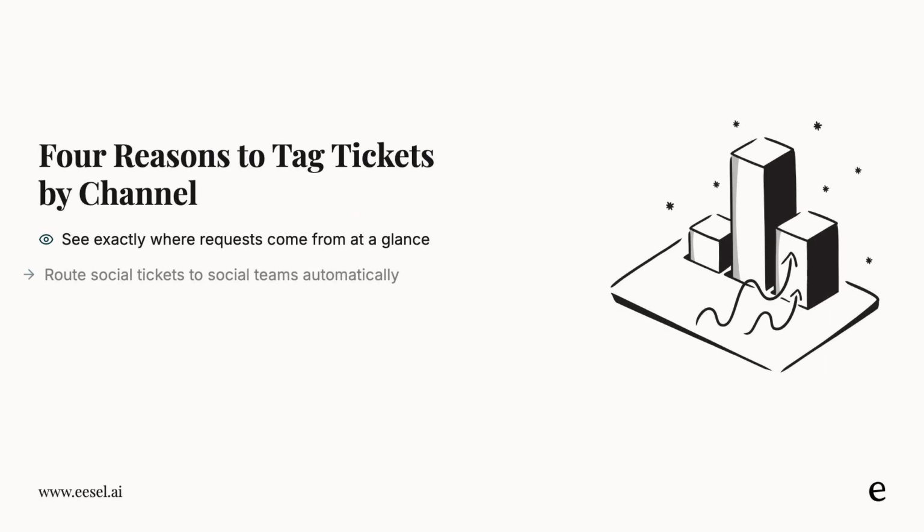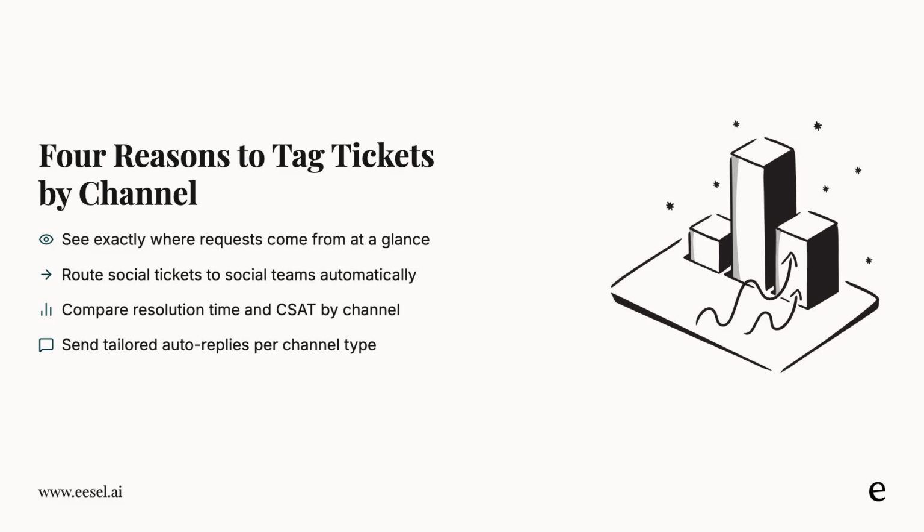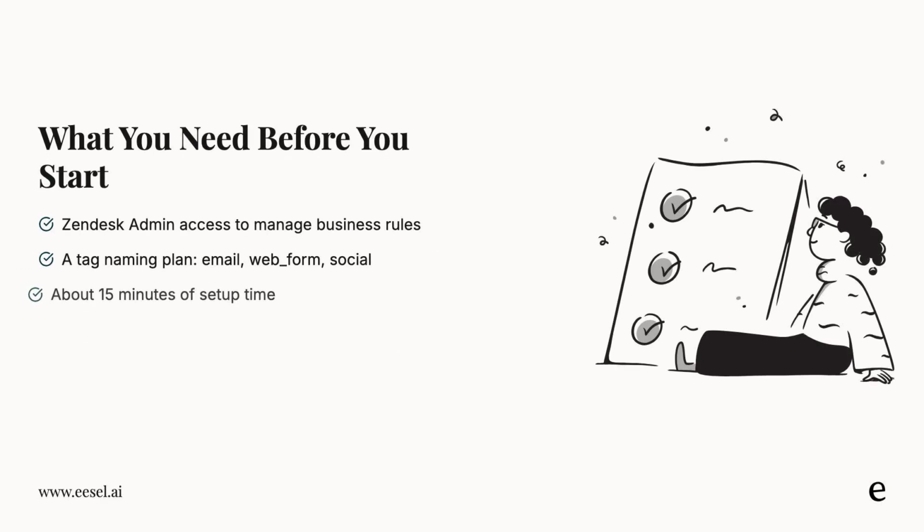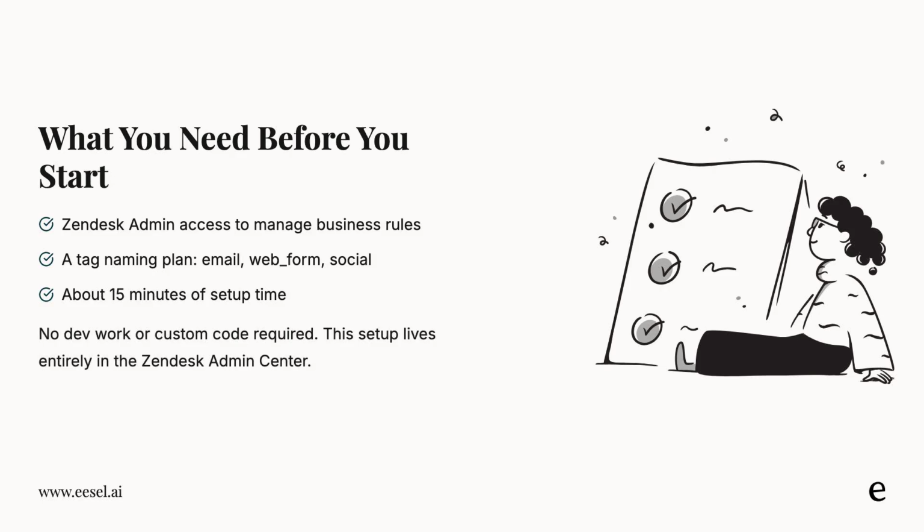Tagging tickets by channel gives your team 4 immediate wins: instant visibility into your busiest channels, automatic routing of social tickets to social agents, per-channel analytics for CSAT and resolution time, and tailored auto-replies that match the tone of each channel. Before you start, you need Zendesk admin access to manage business rules, a rough plan for your tag names like email, web_form, or social, and about 15 minutes. No developer help, no custom code, just the Zendesk Admin Center.